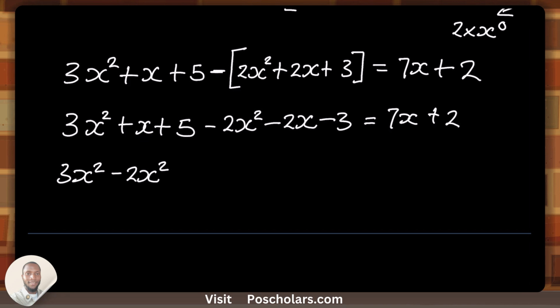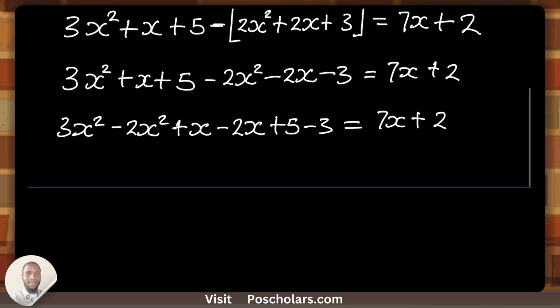So plus x, then we have another x here, minus 2x. We don't have any other x except at the right hand side. We are focusing on the left hand side first, so what do we have next? Okay, 5 plus 5, then minus 3 equals the right hand side, we say 7x plus 2.